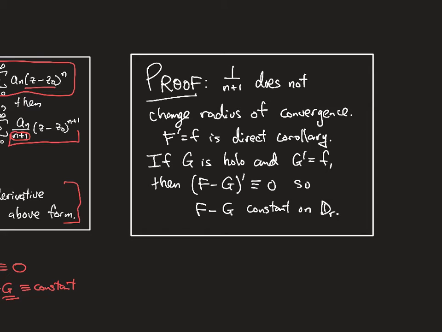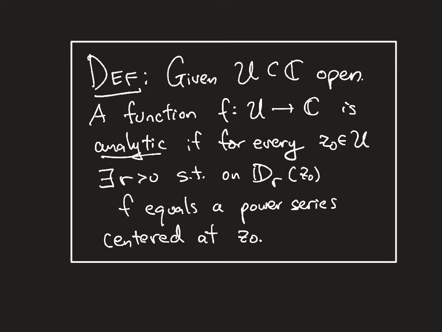As you can see, having a power series representation for a function is very powerful, and we're going to give a special name to the functions that have a power series representation around every point. Given an open set and a function on that open set, we call it analytic if for every z0 inside the open set, there's a disk on which f equals a power series centered at z0.